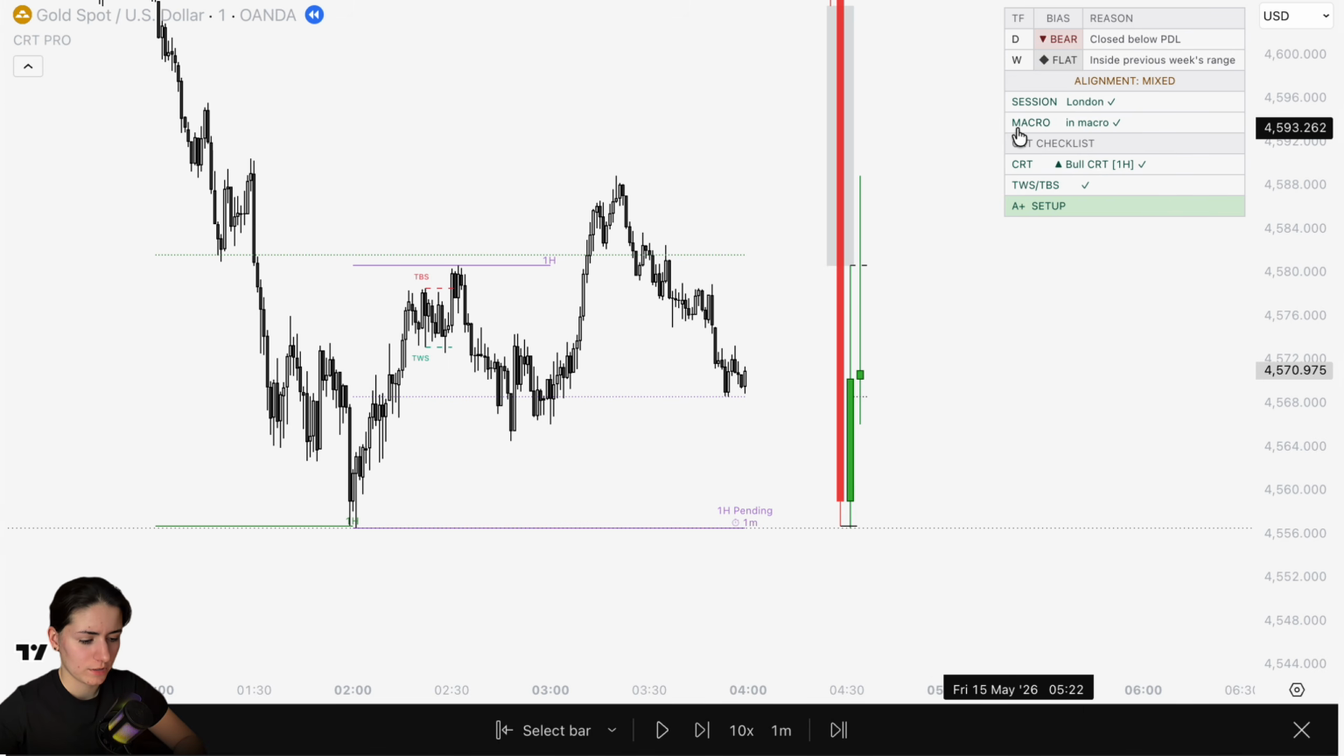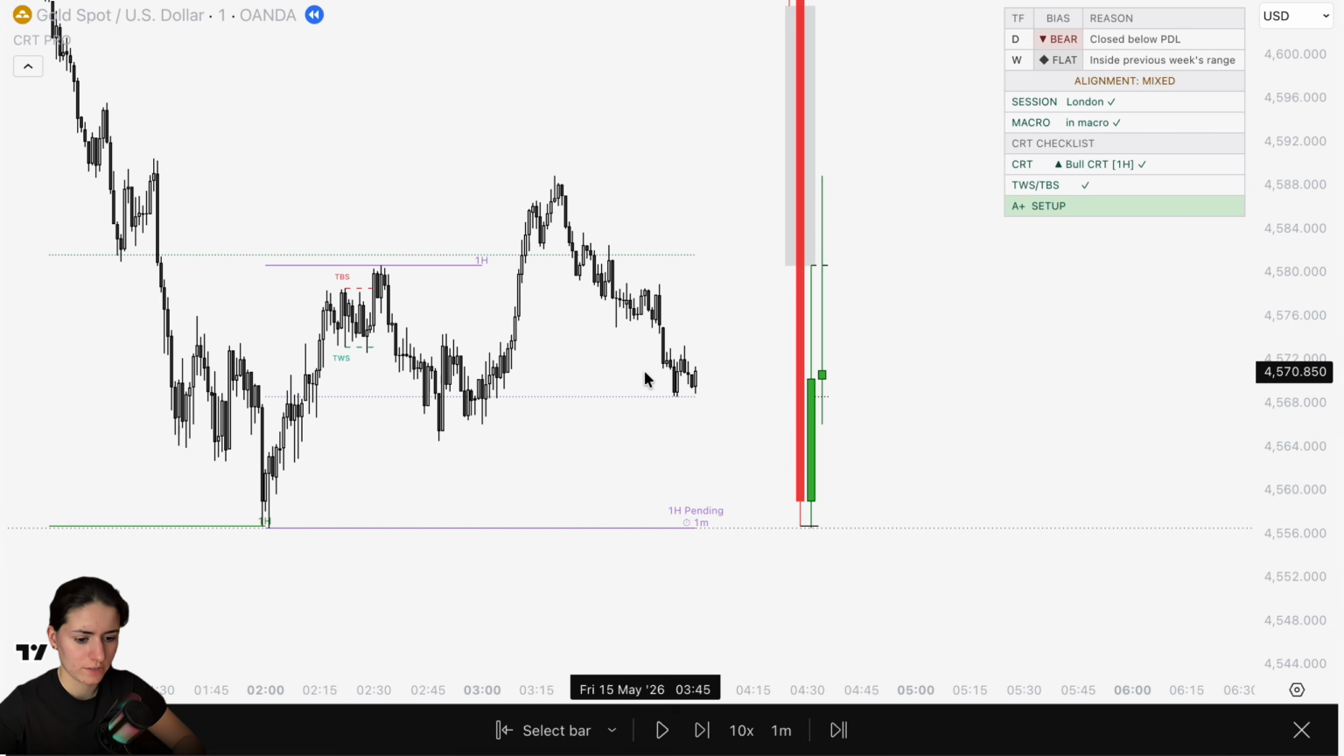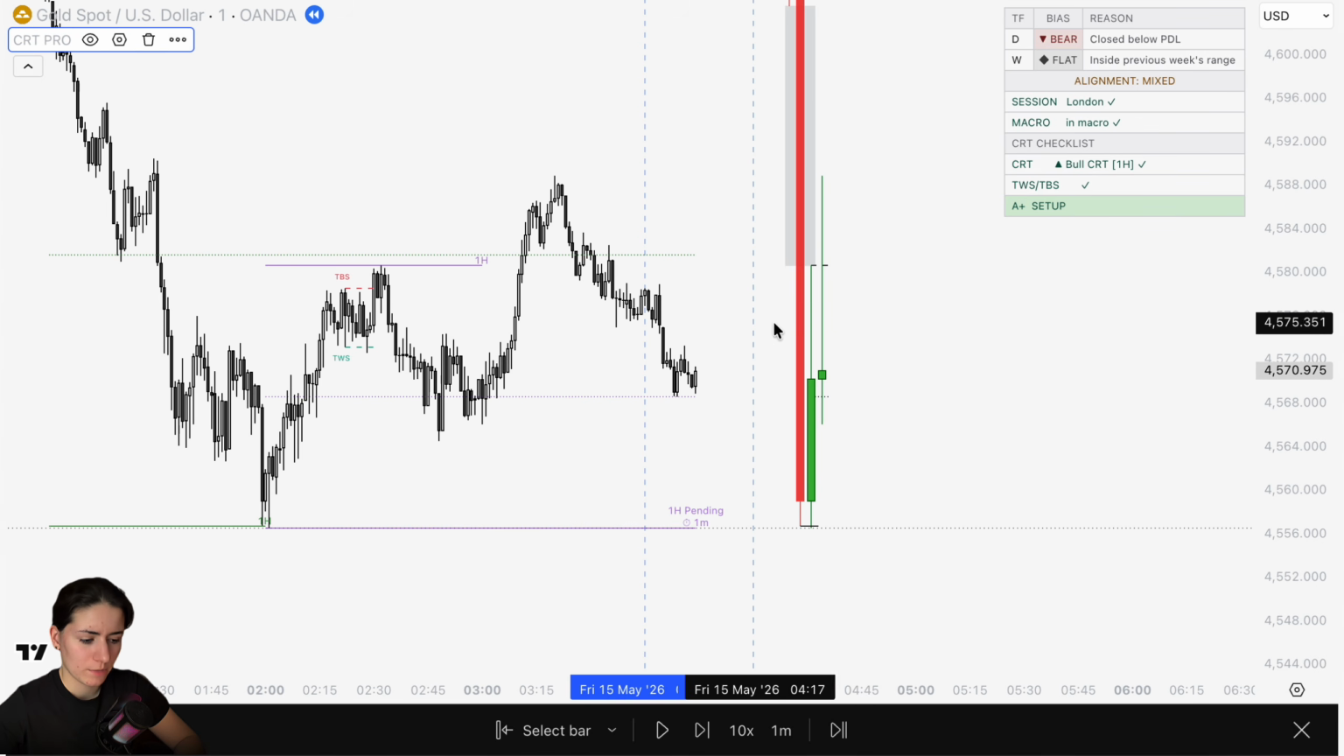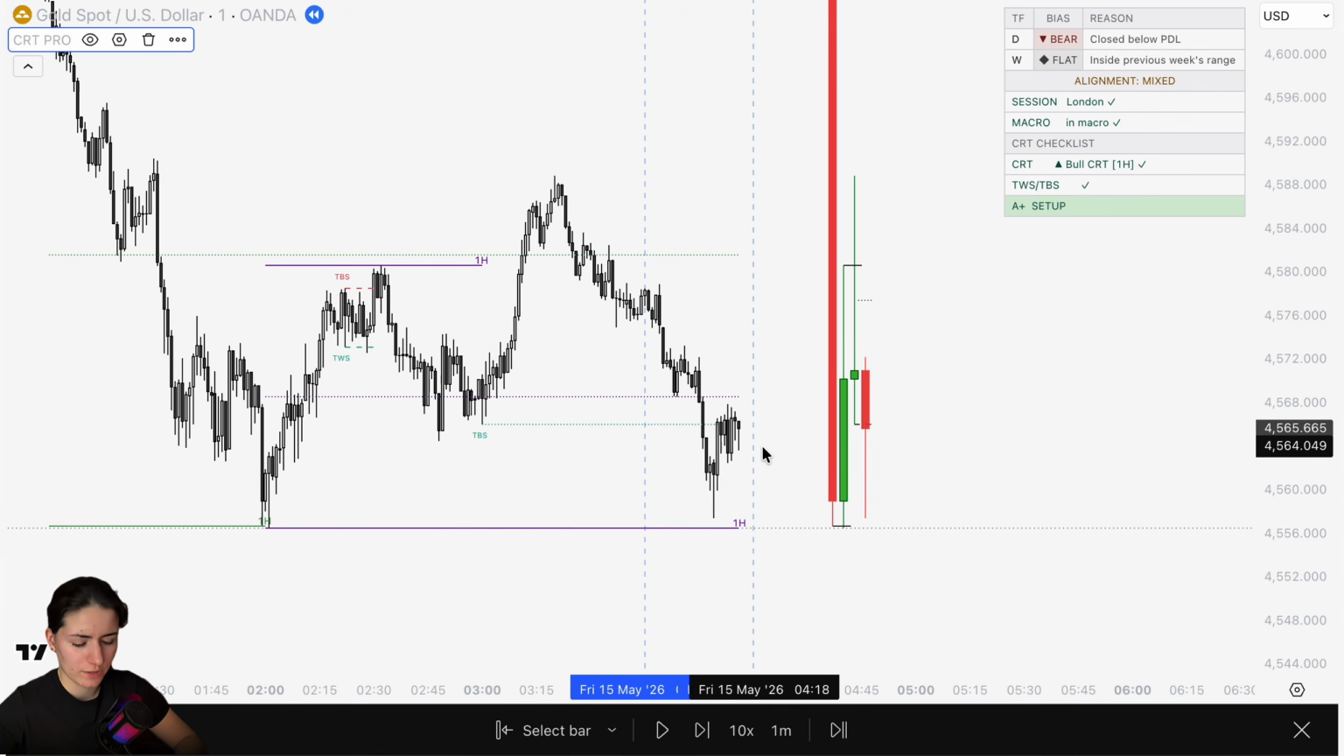Next, I added a macro window tracker. The macro window is considered the most volatile period inside any session. It covers the 15 minutes before the top of the hour and the 15 minutes after it. So a 30-minute window centered around each session hour change.